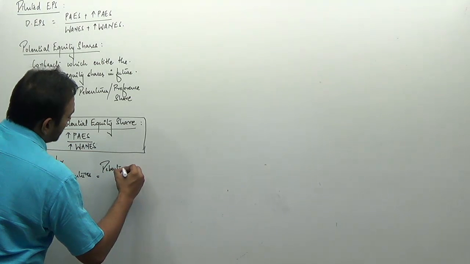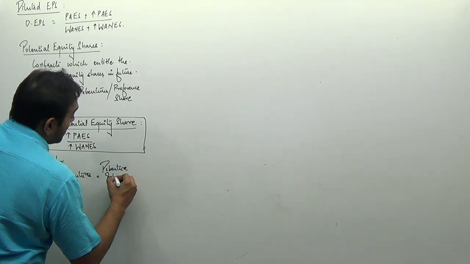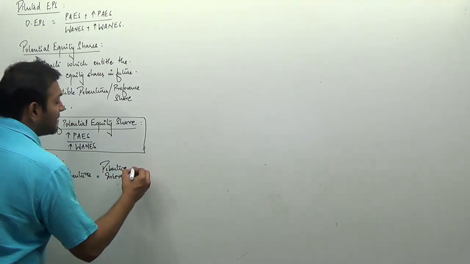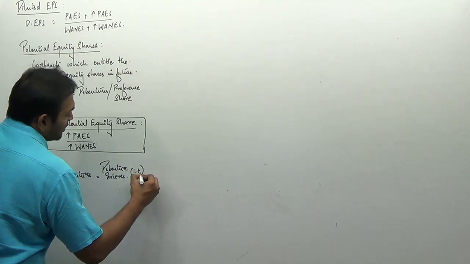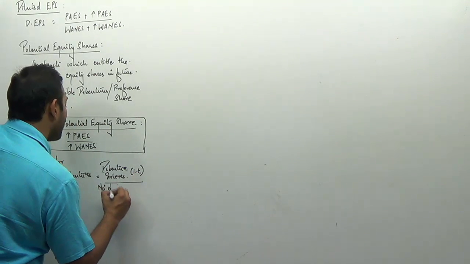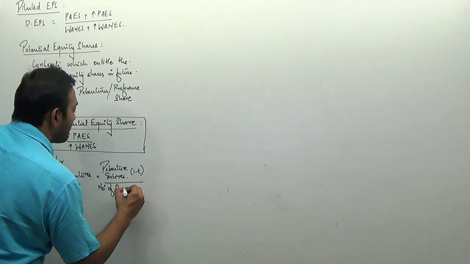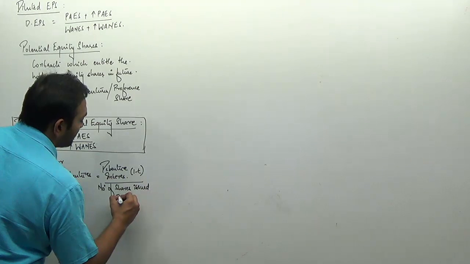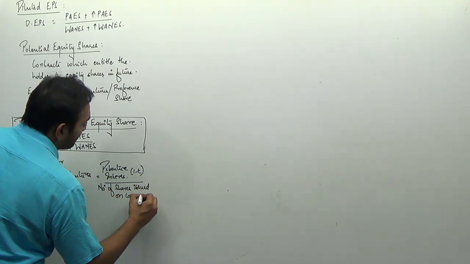So I'll say, this is debenture interest. Guys, profits available to equity shareholder is after tax. Debenture interest is before tax. So adjust for tax: into (1 minus T), divided by number of shares issued on conversion.